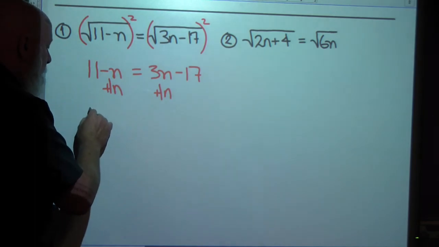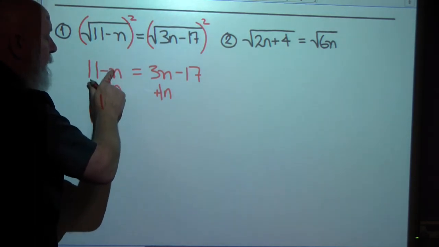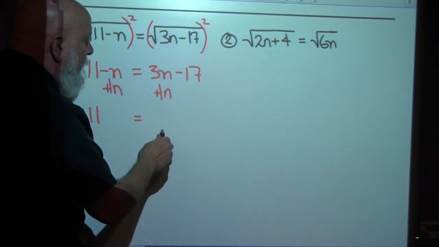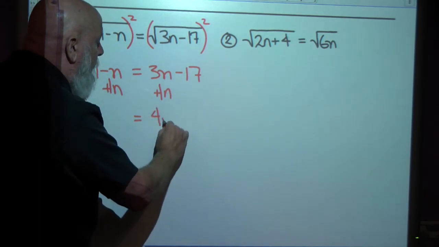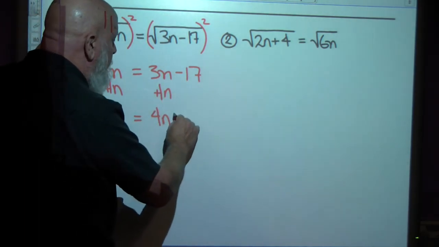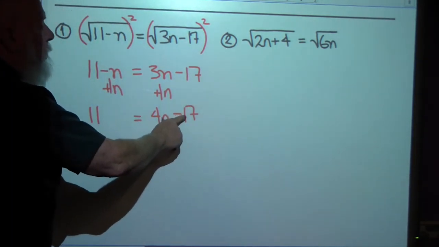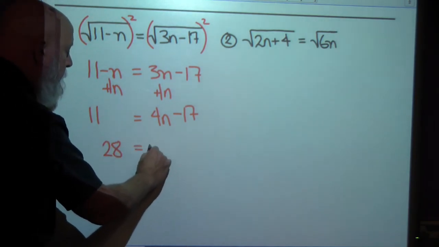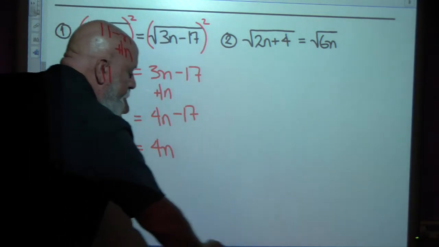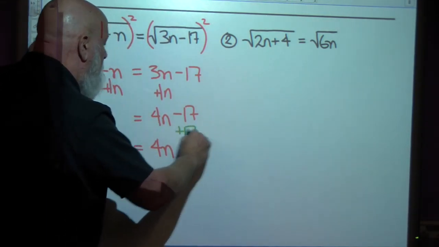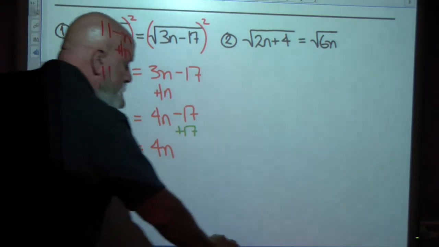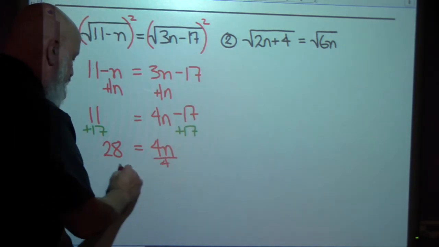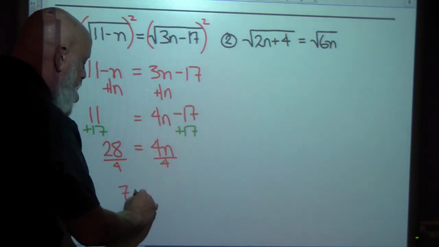When I rewrite, this will give me 11. This is 0, n minus n is 0. 3n plus 1n, that's an implied 1. I just stuck it in there so you can see it. 3n plus 1n is 4n. Normally I don't write that in there, but it doesn't hurt to write it. Now I'm going to add 17 to both sides. What is that, 28? I just added 17 to both sides to get rid of that 17. And now I'm going to divide both sides by 4. And when I divide by 4, that'll give me 7 is equal to n.